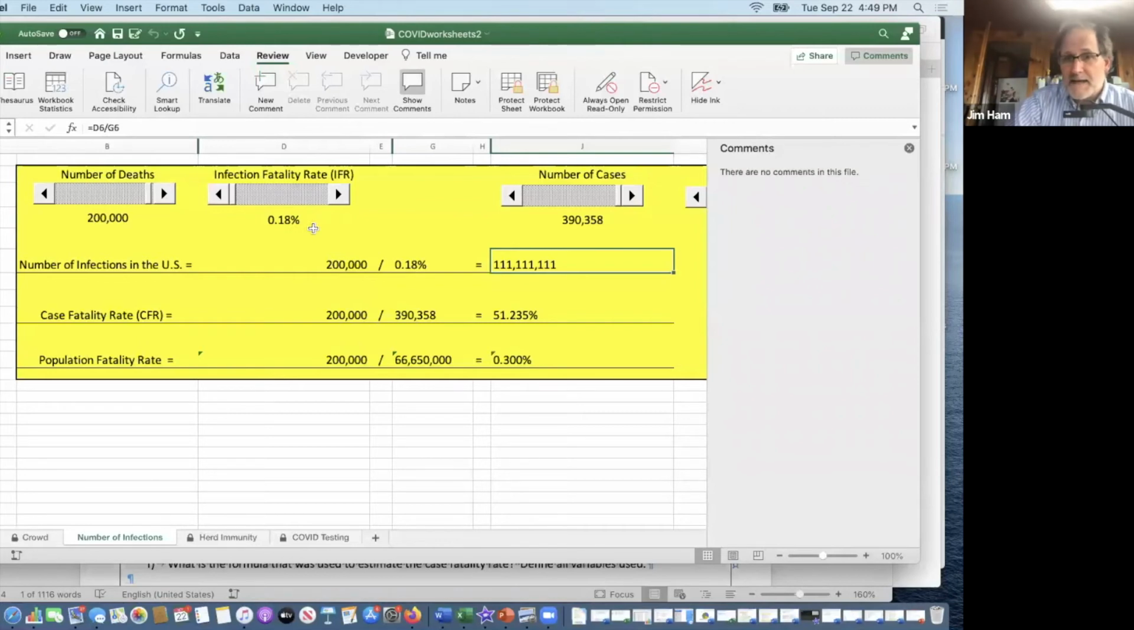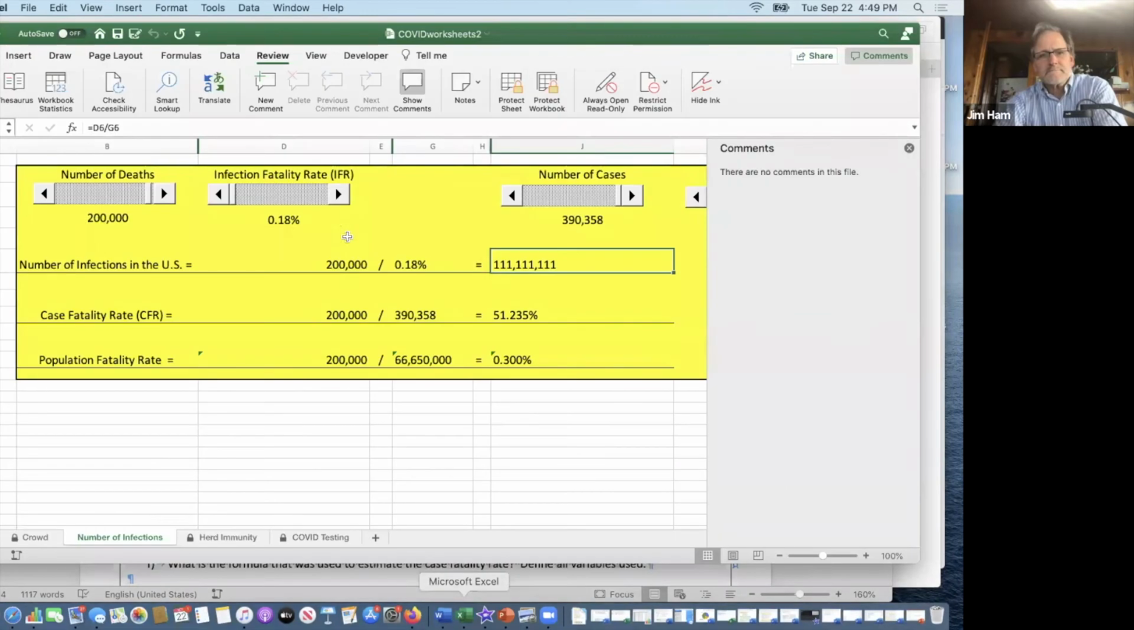0.45, I think, is what they have right now. But whatever it is, the mathematics is such that if you take this number, 200,000, and you divide it by 0.18%, this is how many people. Do you believe this? Do you believe that in the United States of America, where we have 320 million Americans, that about a third of them are infected right now? That's what the math tells us.